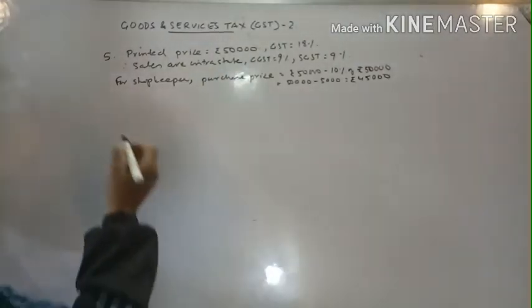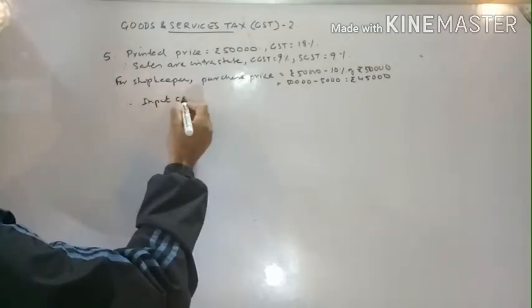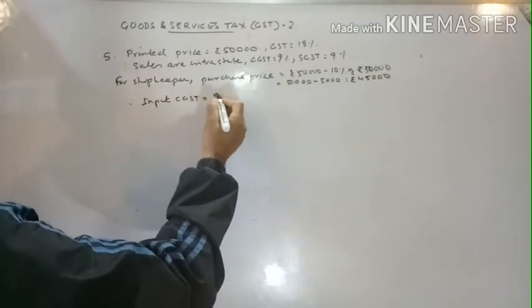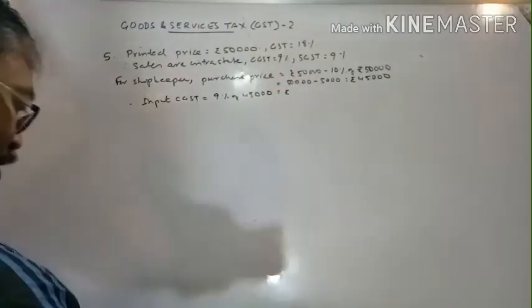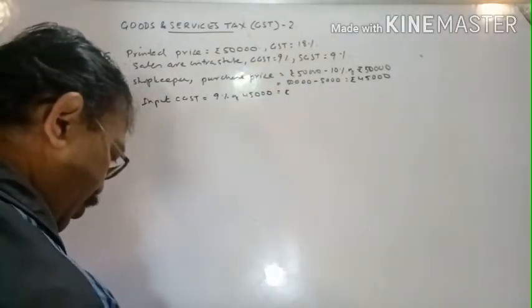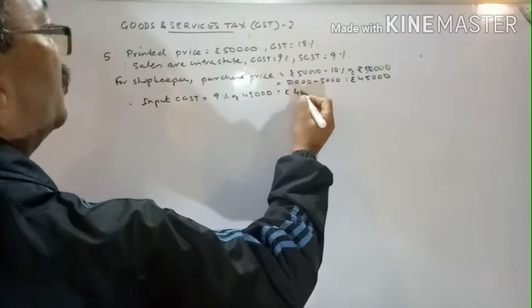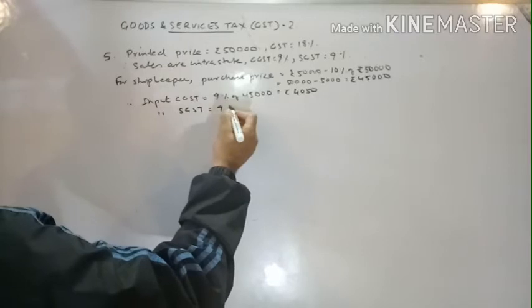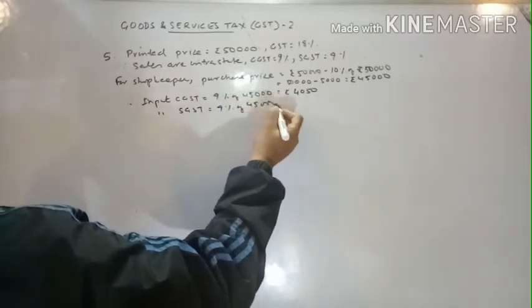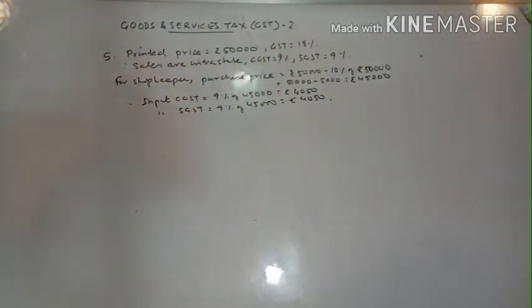Now you find input tax. Therefore input CGST equals 9% of 45,000. So 9% of 45,000, 0.09 into 45,000, gives you rupees 4050. Input SGST is also 9% of 45,000, which is the same, 4050. Okay, so this is done.